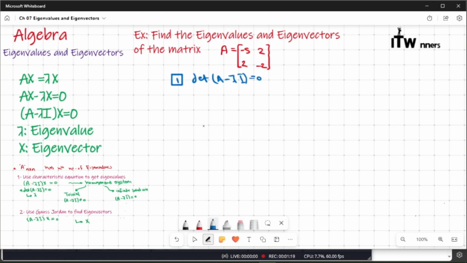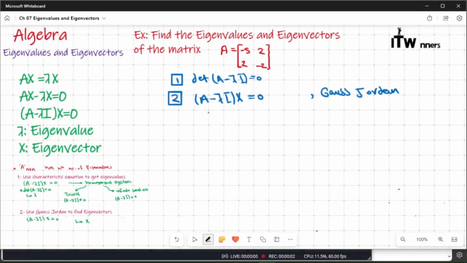We have to solve this system, A minus lambda I times vector x equal to 0, using Gauss Jordan. Okay, so we have this system. First for lambda equal to negative 1.